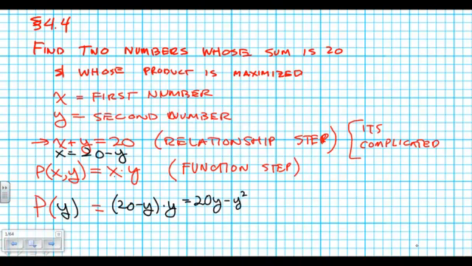And if I want to find a maximum or a minimum for the product, how do we find maximums and minimums? We take the derivative, we find critical points, we try to find places where the derivative changes sign. So, from here, okay, by the way, we'll call this step that we just did the substitution step.